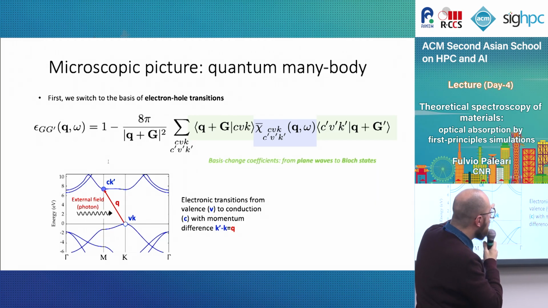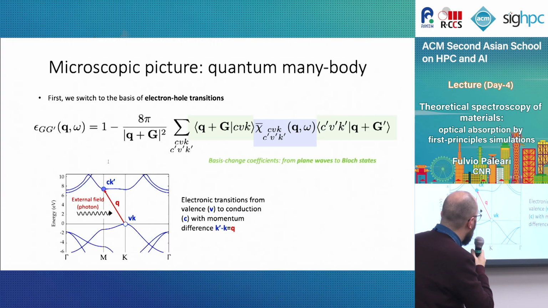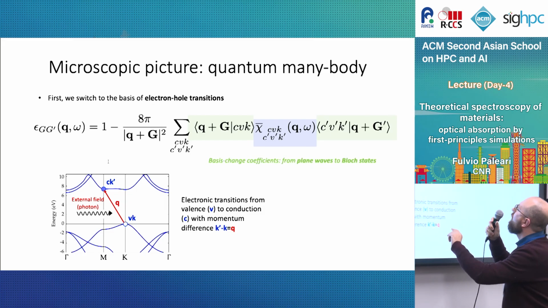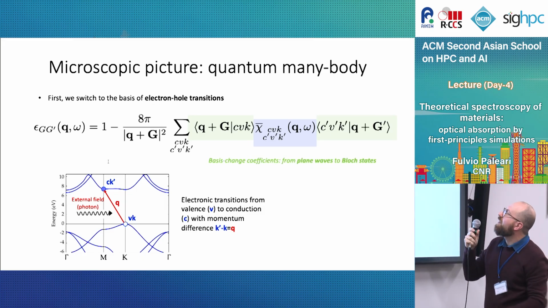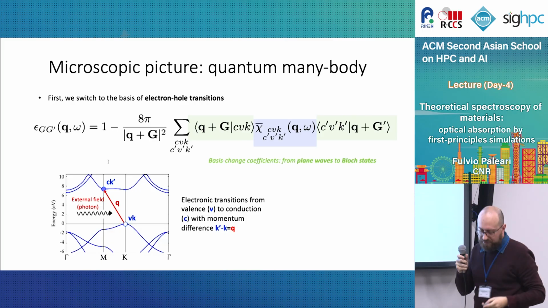And the difference between the two is Q, which is the momentum carried by the incoming electromagnetic wave, okay? So now we have some coefficients. We have this change of basis, and then we have chi, the response function, on a different basis.